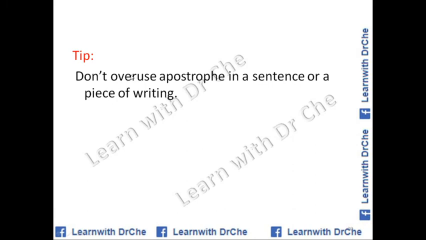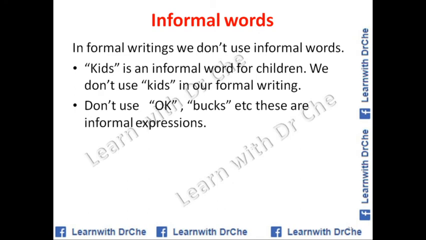Tip: don't overuse apostrophes in a sentence or a piece of writing. If you overuse contractions, the writing will look mechanical or unnatural. So don't overuse them. In formal writing like essays or reports, we don't use informal words like kids. Kids is an informal word for children, so we don't use kids in formal writing.